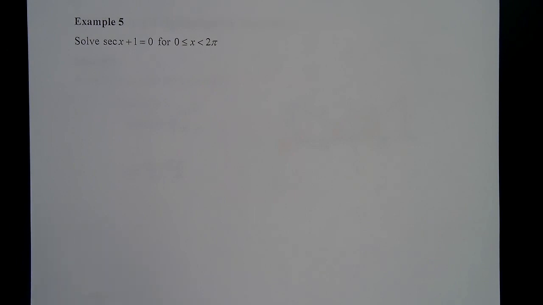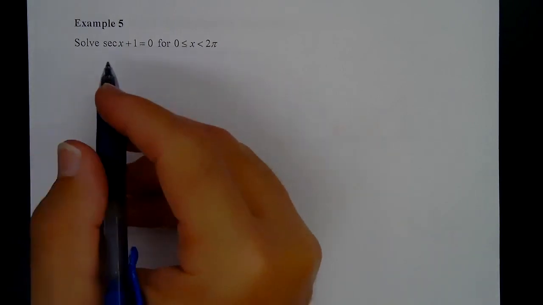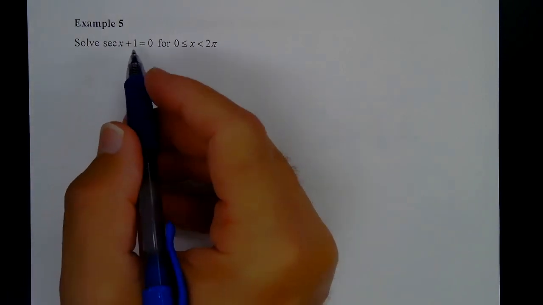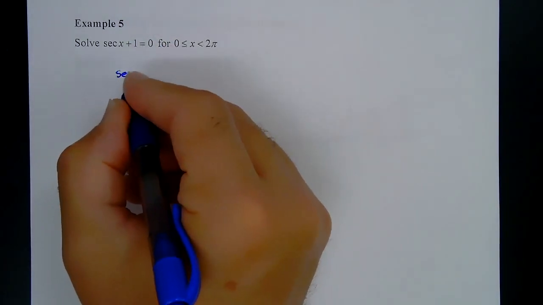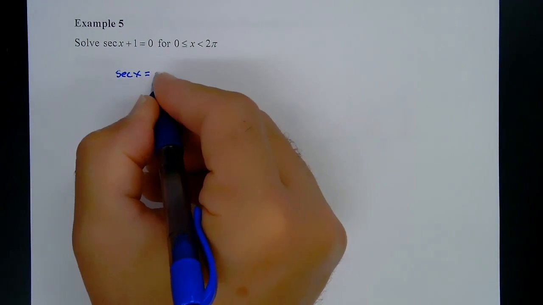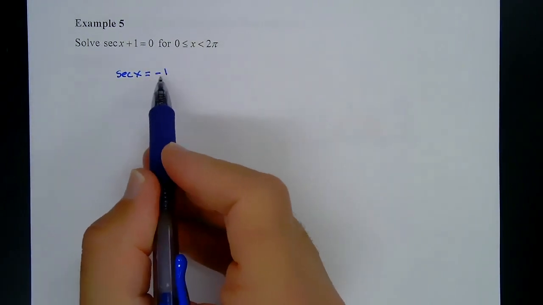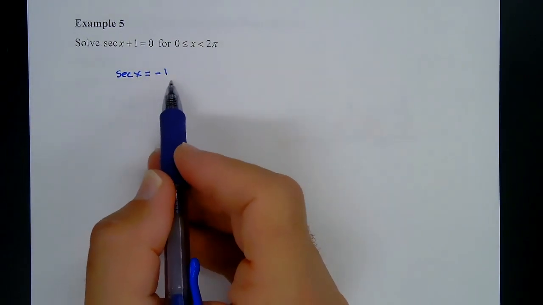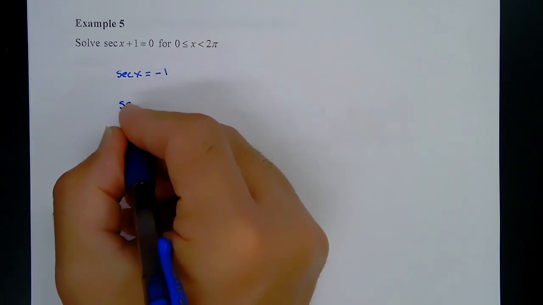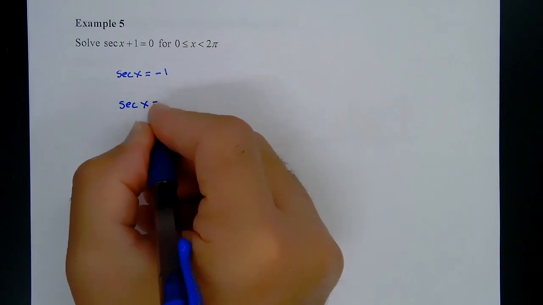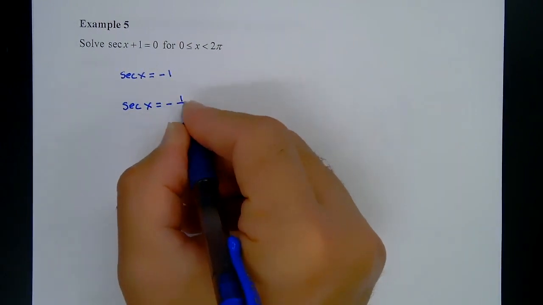So for this last problem, we want to solve secant x plus 1 is equal to 0. So once again, get that trig function all by itself, right? So I'm going to subtract 1 from both sides, and that would give me secant x is equal to negative 1. Now, that's not a ratio, but it could be written as a ratio because we could imagine there's a 1 underneath this. So secant x is equal to -1/1.